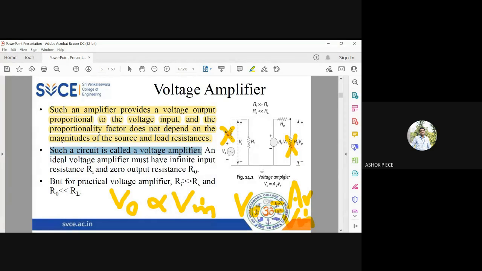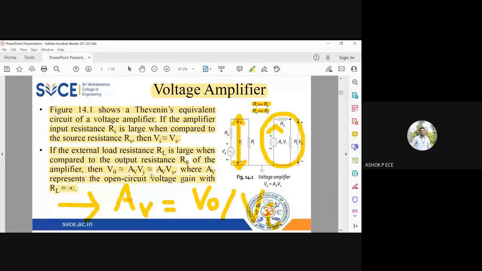So for an ideal voltage amplifier, the input impedance should be infinity and the output impedance should be zero. I told you the reason. Ideally, the input impedance should be very, very large, and the output resistance or impedance should be zero. But practically, Ri will be larger and R naught will be smaller in numerical value. They will not be infinity and zero as told by the theory. That is the reason why we impose the condition Ri should be very much larger than Rs and R naught should be very much smaller than RL. Any doubt in voltage amplifier?